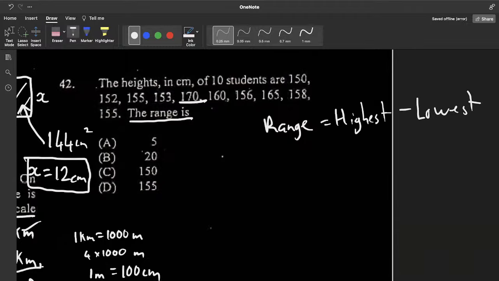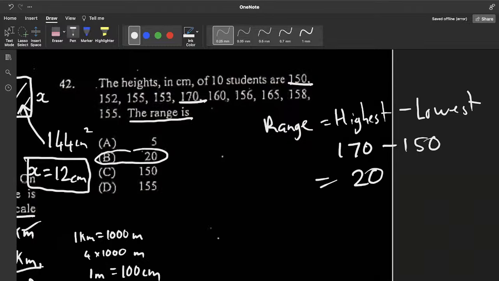Do we have anything less than 150? Nope, nothing less than 150. So 150 is the lowest. Therefore we could say 170 take away 150. 170 take away 150? 20. This question here was light work once you know what's going on. Once you definitely know what's happening.